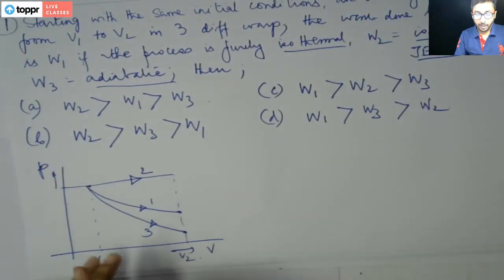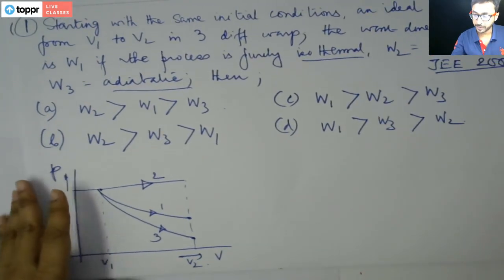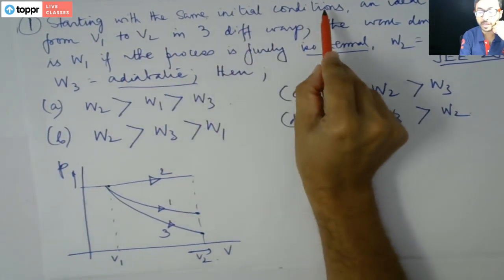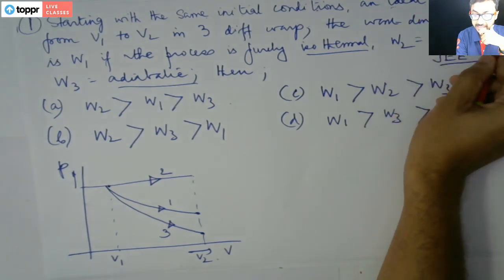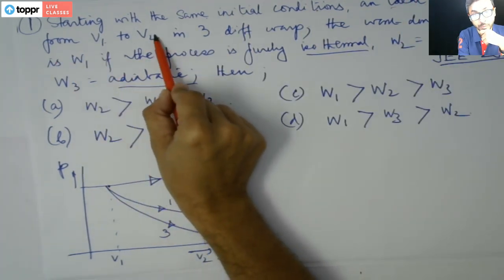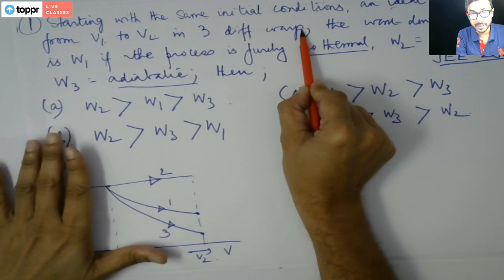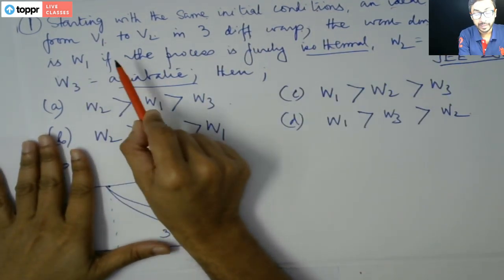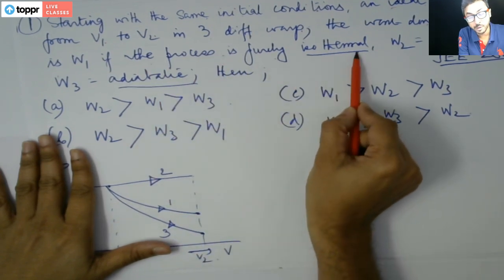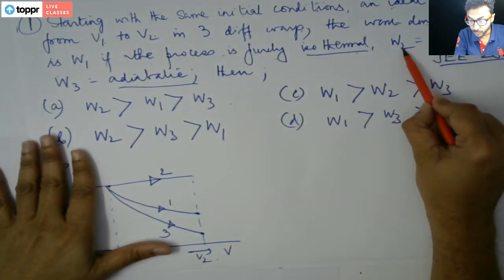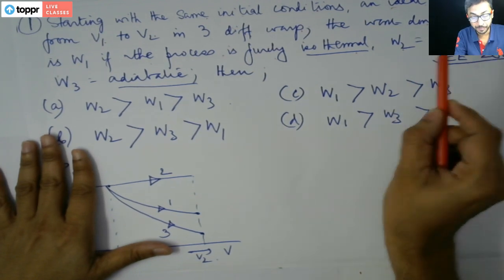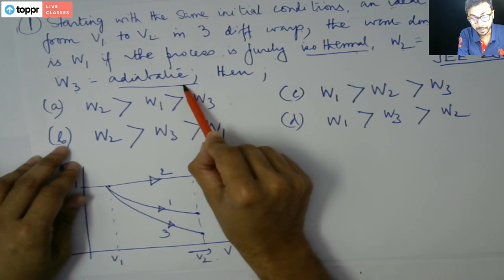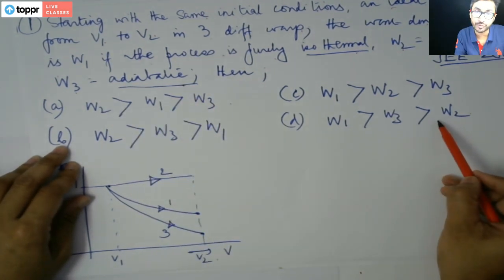See, a very interesting problem. It came in JEE 2000. Starting with the same initial conditions, an ideal gas expands from V1 to V2 in three different ways. The work done by the gas is W1 if the process is purely isothermal, W2 if it is isobaric, and W3 if it is adiabatic. Then we have to say which one is true.